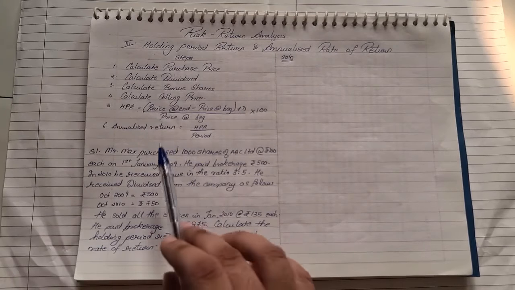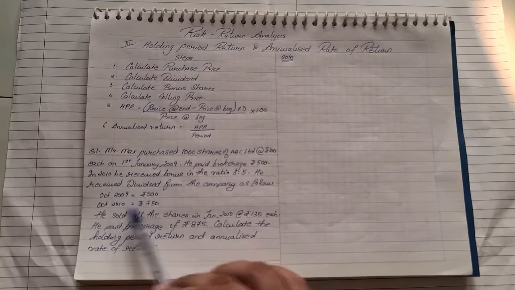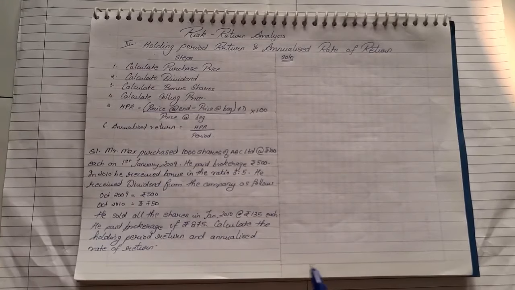If you look, the sum has something related to purchase, it has bonus, it has dividend, and it has the values of sales. Along with that, there is some brokerage also involved. Always remember, on purchase we add brokerage, and on sales we subtract brokerage. Brokerage always gets added to purchase and always gets subtracted from sales. Now let us see how to solve the sum.